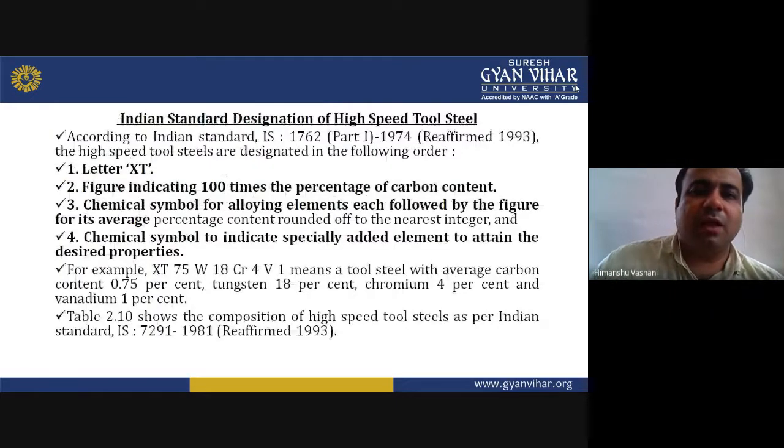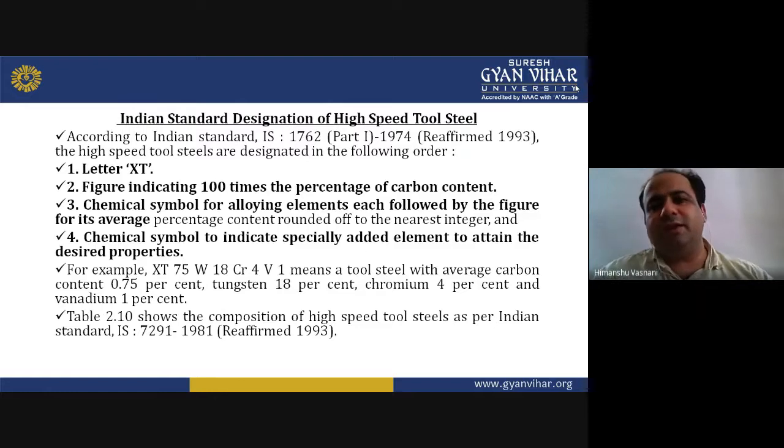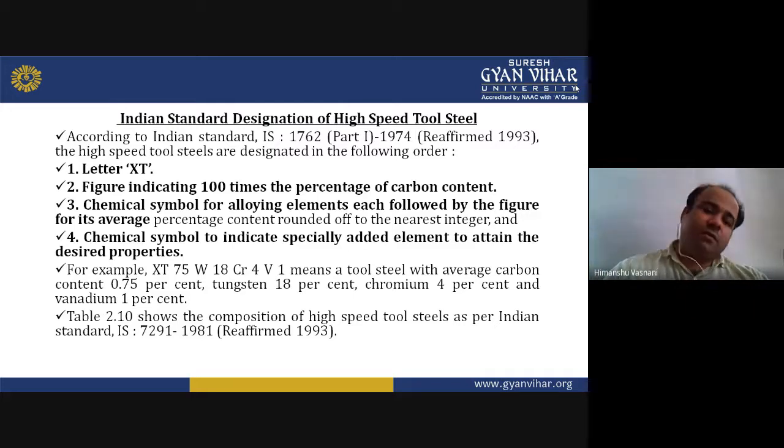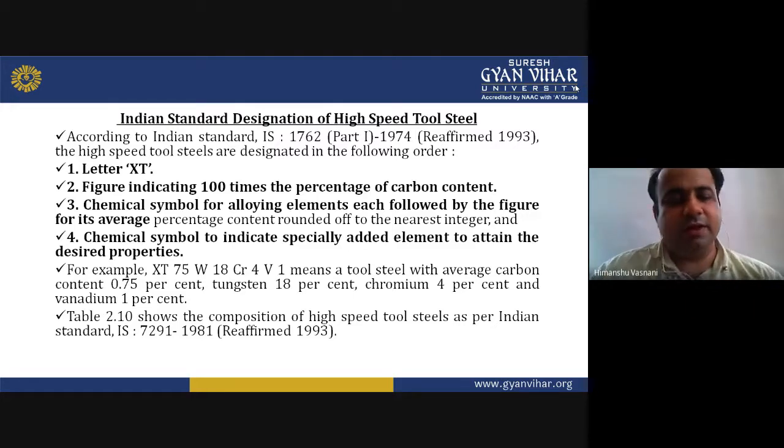Now the Indian standard designation of high speed tool steel. According to the Indian standard, the high speed tool steel is designated in the following order. First is the letter T, then the figure indicating 100 times the percent of carbon content, then the chemical symbol for alloying elements, each followed by the figure for its average percentage content rounded off to the nearest integer, then the chemical symbol to indicate specially added elements to attain the desired properties. Then they give you an example, for example XT 75 W 18 Cr 4 V1.